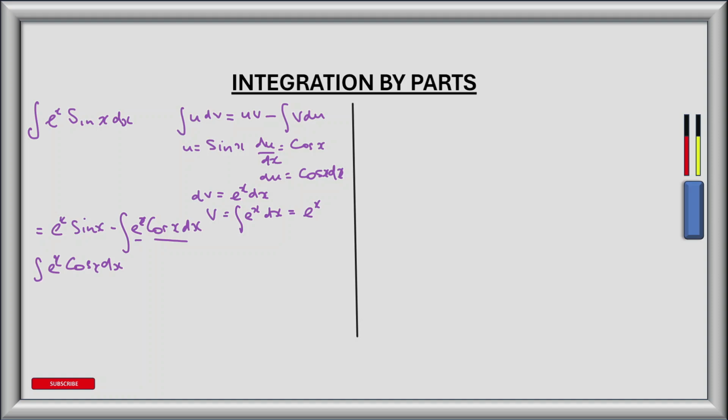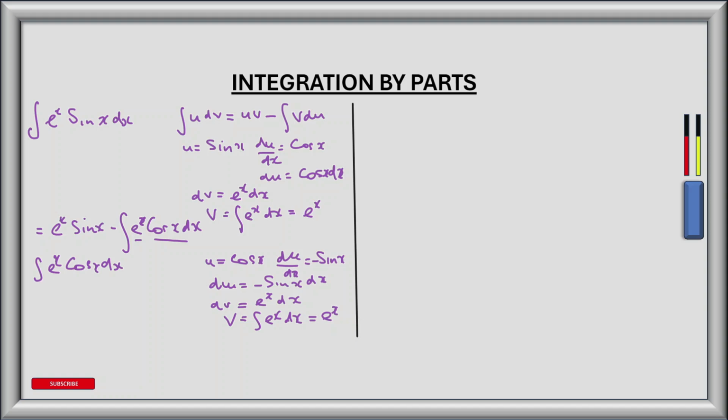This time let's pick u equal to cos x. So du by dx equal to minus sine x. So du is equal to minus sine x dx. dv is equal to e to the x dx. So v equals the integral of e to the x dx, which is equal to e to the x.